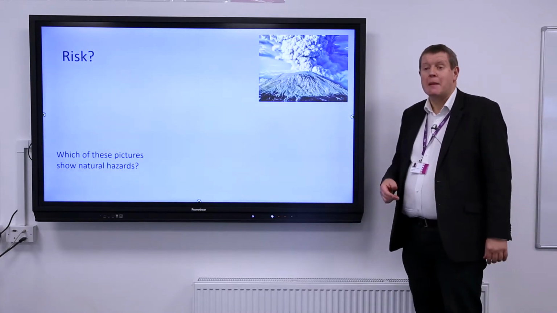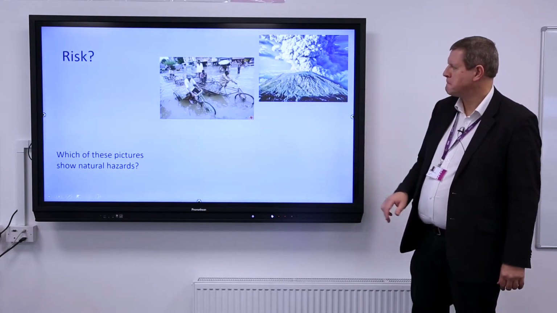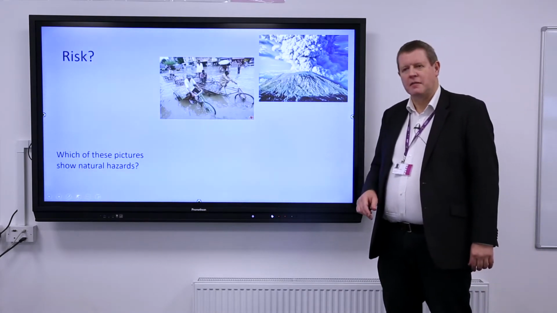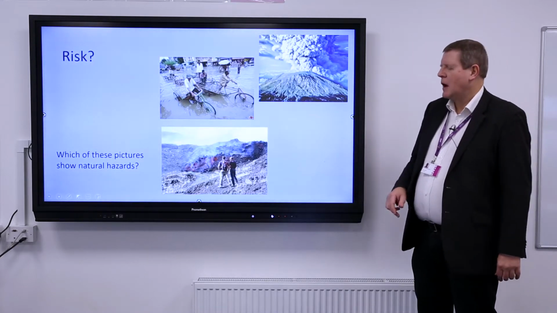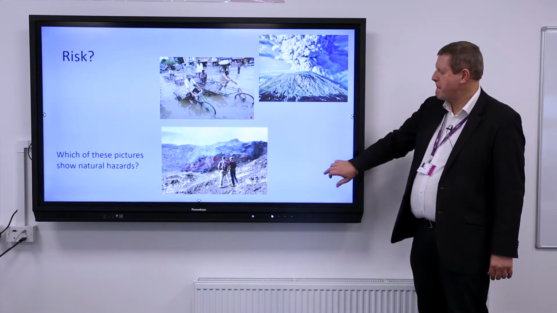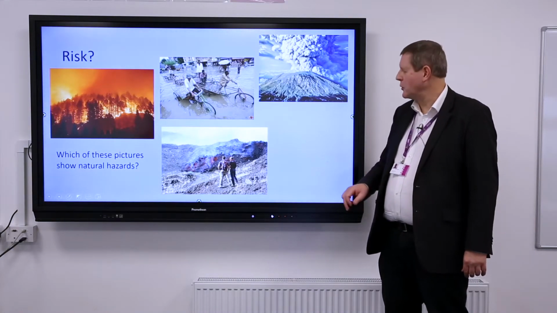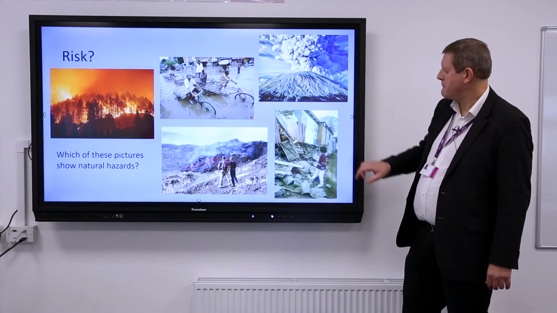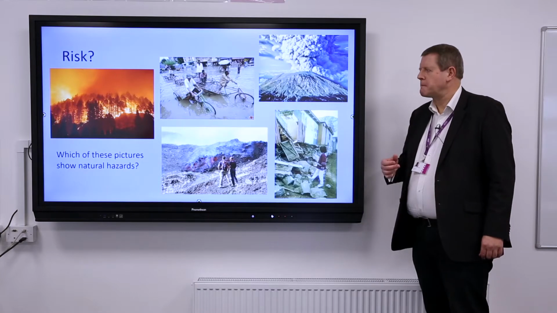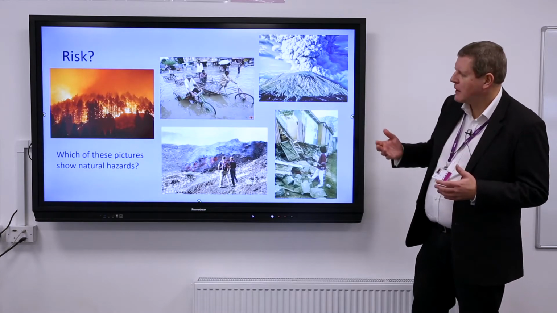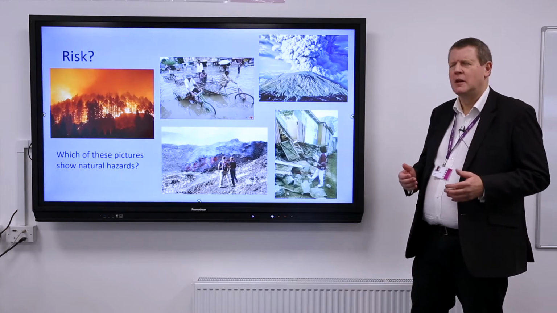So, a fairly major volcanic eruption, clearly a flood, a different type of volcanic eruption, a wildfire in California, and the aftermath, I think you can tell, of an earthquake. And you're probably thinking, well, which of these pictures show natural hazards? And the answer surely is all of them.